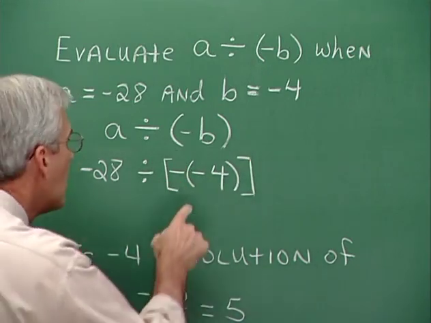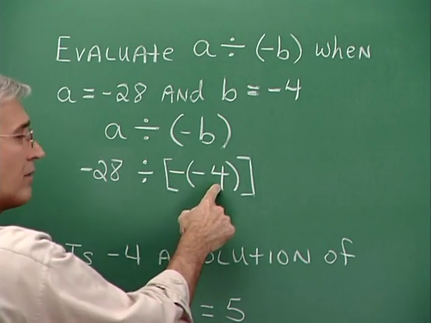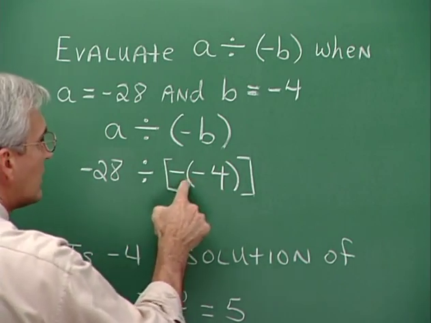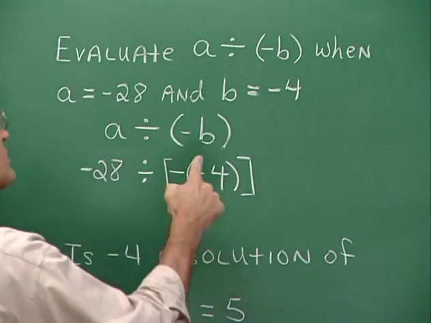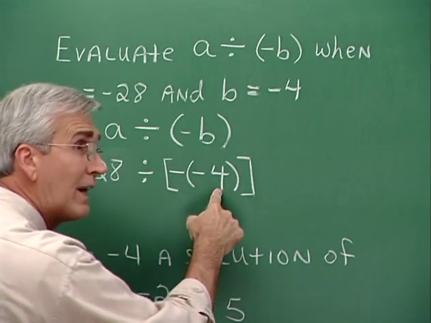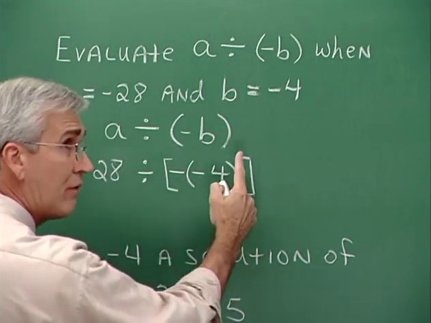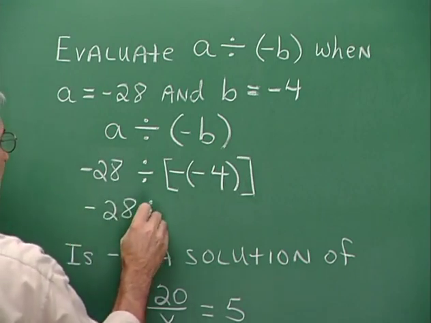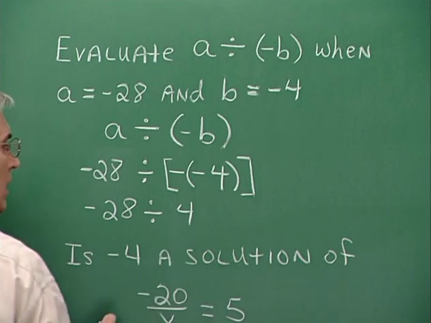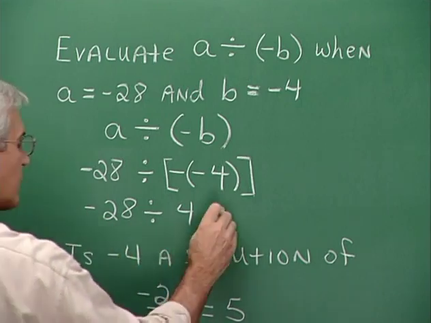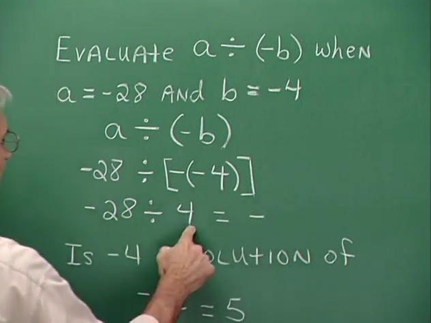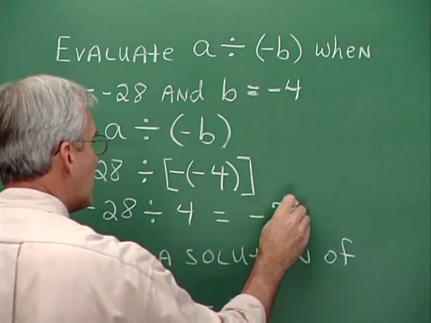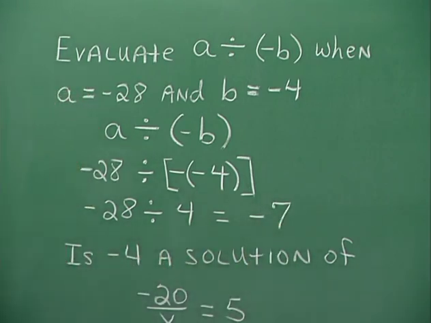You see, and now this is the negative of negative 4, or it's negative 1 times negative 4, or it's the opposite of negative 4. But any way you cook it up, this turns out to be 4. So this is really negative 28 divided by 4. And dividing here, the signs are different, so we get a negative result. 28 divided by 4 is 7, so negative 7 for the result.